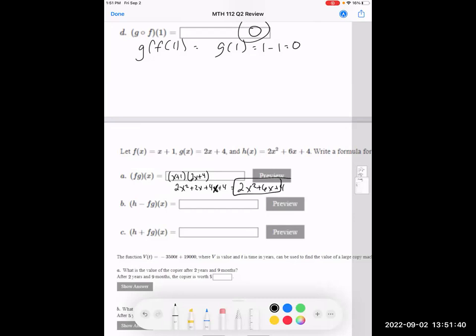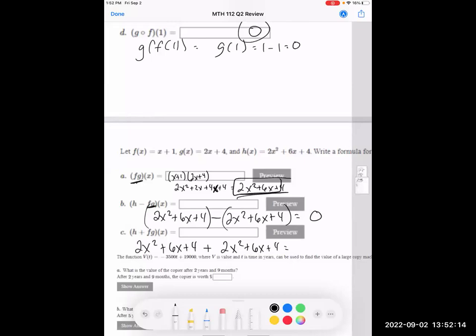Then it says do h minus f times g. Well, h is 2x squared plus 6x plus 4. We just figured out what fg was, right? Up here, we figured out fg was 2x squared plus 6x plus 4. Well, would you look at that? They're the same thing. So h minus that would be 0. Then if I want to take my h function and I want to add f times g to it, that would give me 4x squared plus 12x plus 8.